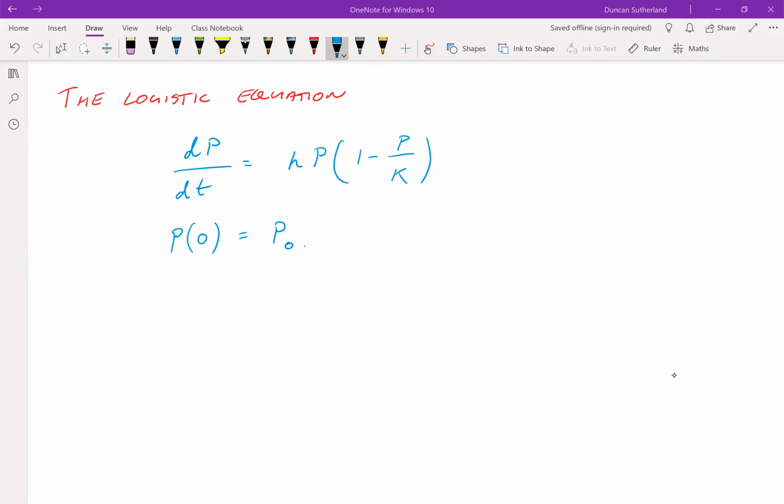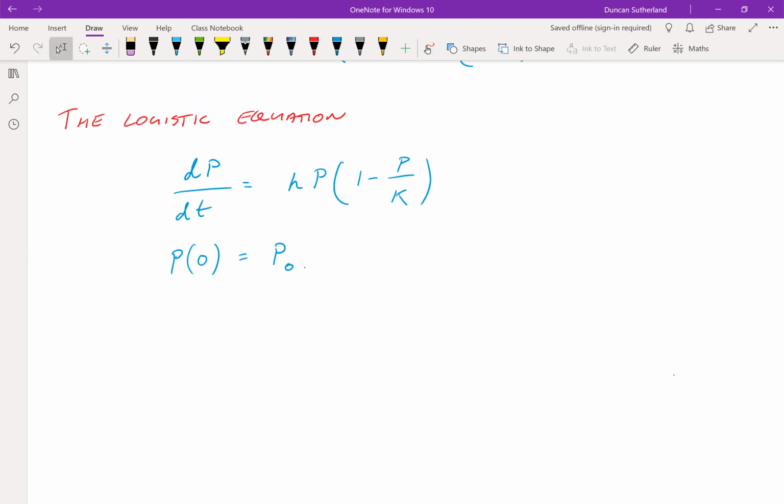Okay, this is going to be a bit of a longer video. I'm going to talk about the logistic equation. Often this is introduced as a fairly elementary model of population, where the population is limited by some resources.